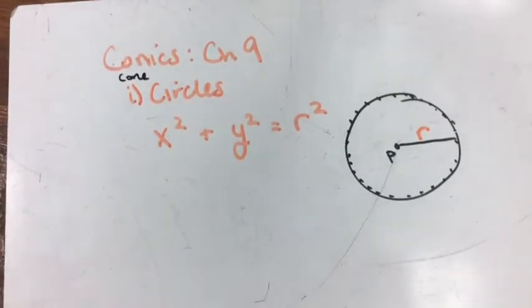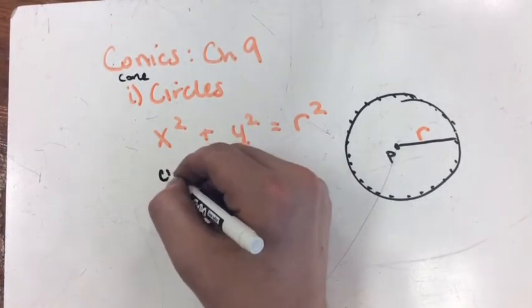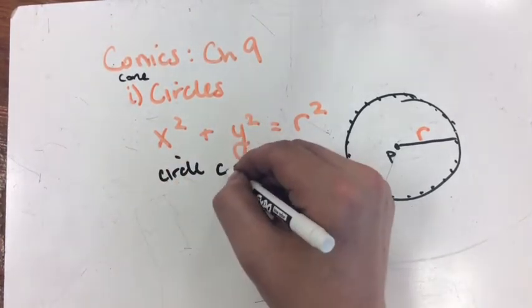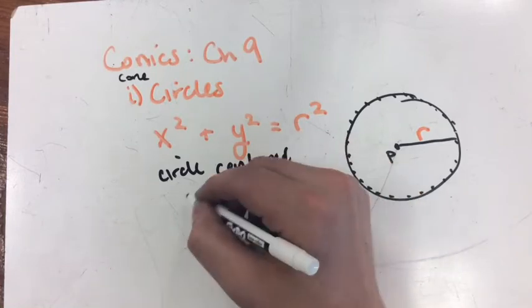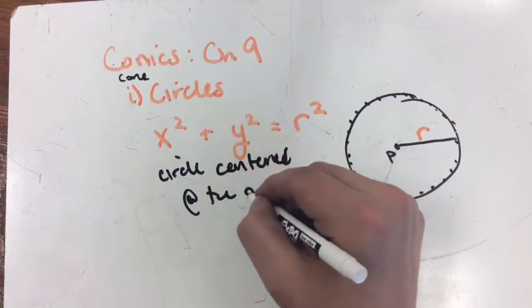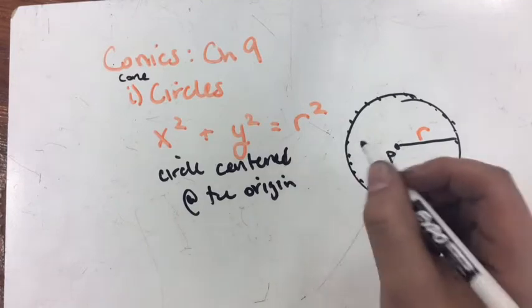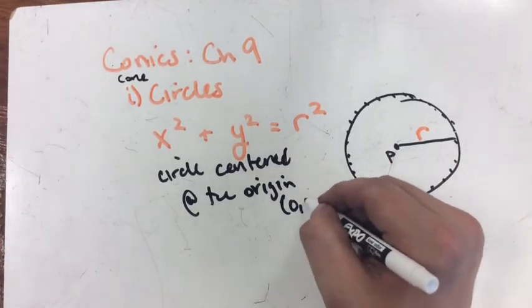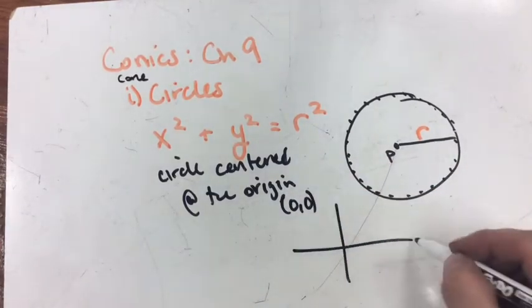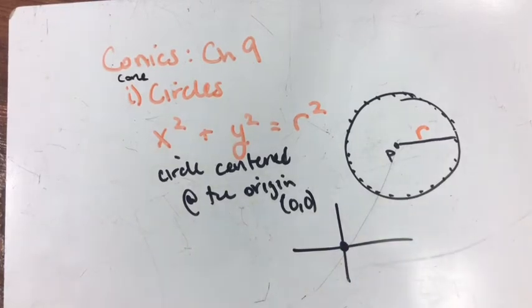This particular equation right here, x squared plus y squared equals r squared, is actually a circle centered at the origin. Okay, and by origin I mean 0, 0. So when you graph it, the center of the circle would be right there at 0, 0.